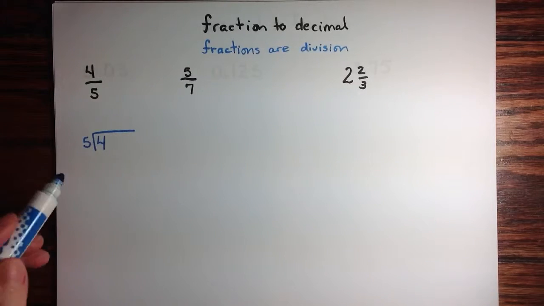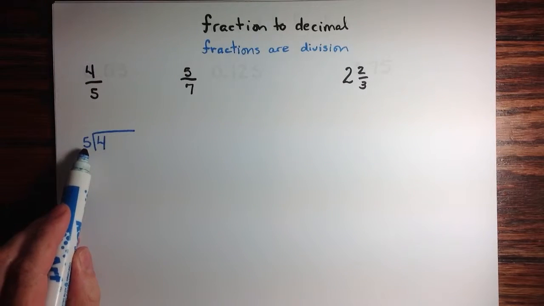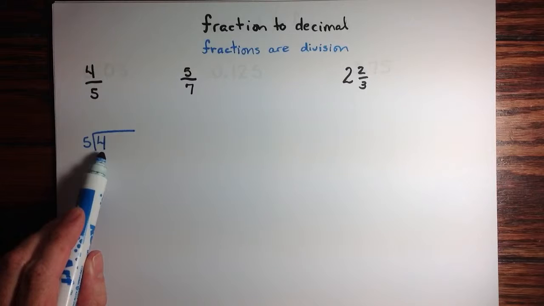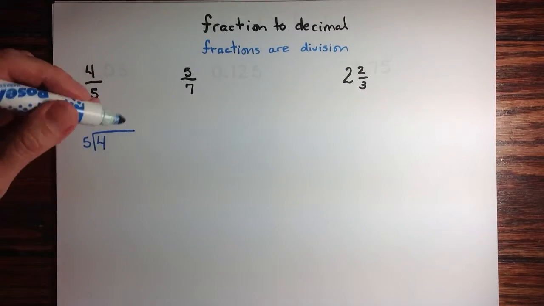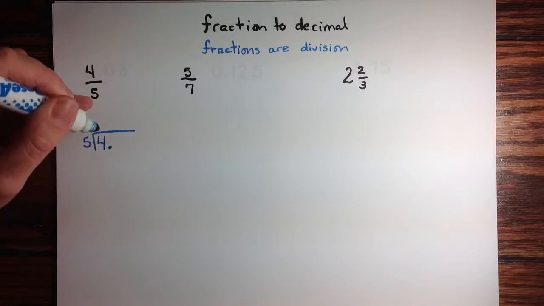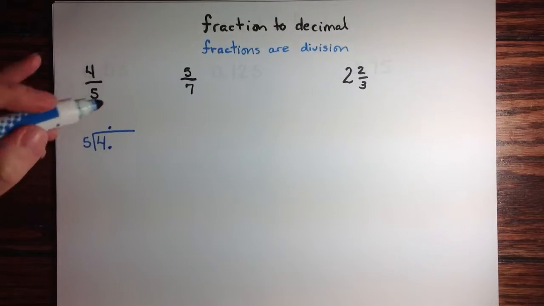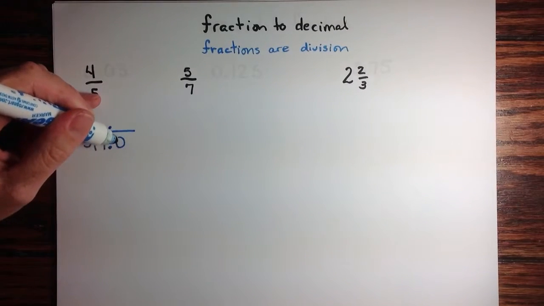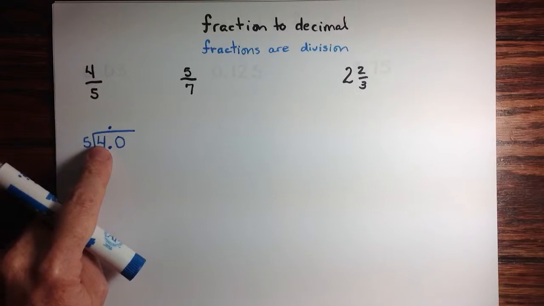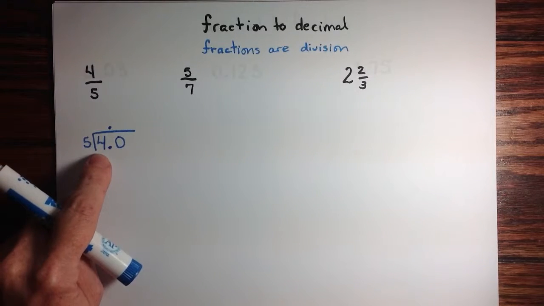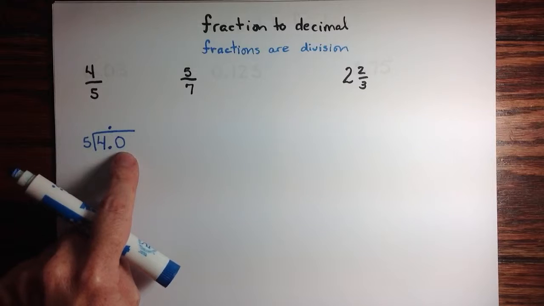And when you look at this, you already see what could be a problem. 5 is already bigger than 4. It's not going to fit in even one time. So by putting a decimal behind the 4 and directly above it in the answer, that will let me add a 0, because 4 and 0/10 is the same thing as 4. And now I have enough digits to be able to divide the 5.